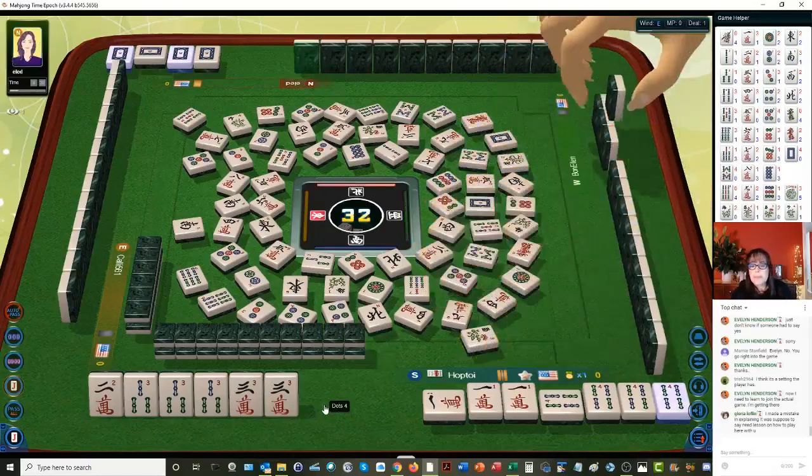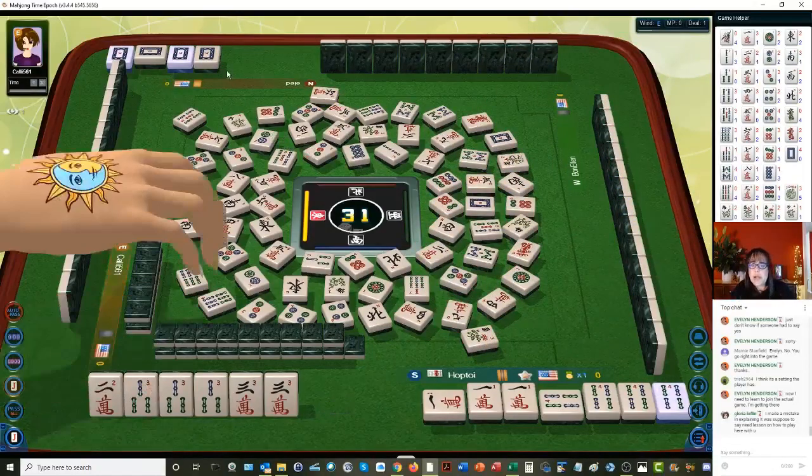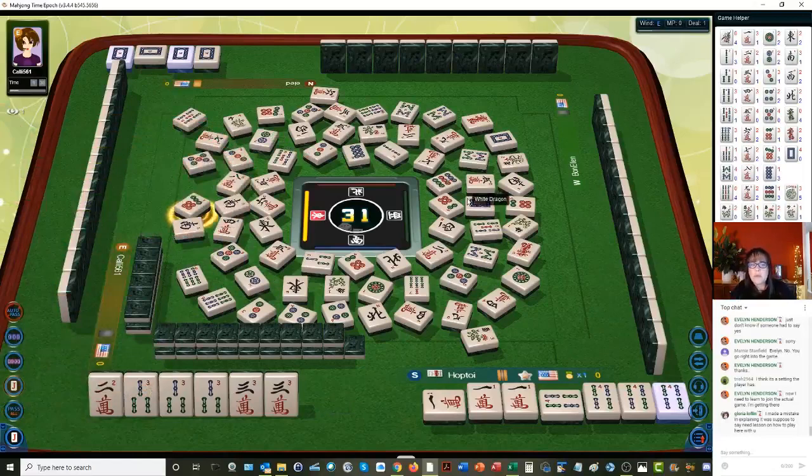Chrysanthemum. And clearly, everyone's going to know what we're playing, too. Pung, Kong, Pung, Kong. They'll know what we're playing. The jokers and the dragons, seven dots, those are both out.